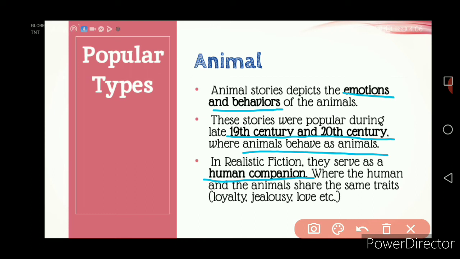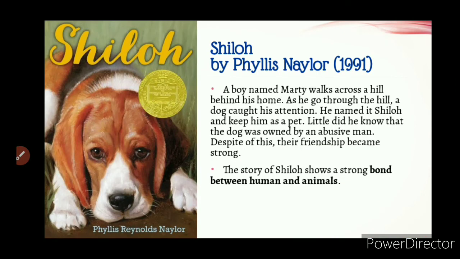The authors have the freedom to do what they want on the characters, while in realistic fiction, we can only read the animals based on how they act. So an example of a novel which focuses on the animals is the book entitled Shiloh by Phyllis Naylor.